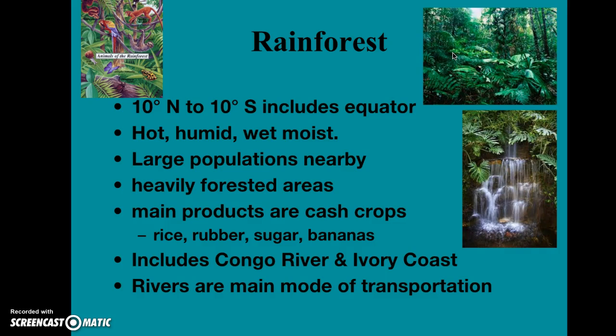So a lot of the products that we see grown here in the rainforest, rice, rubber, sugar, bananas, are going to be cash crops, because yes, you can raise rice, rubber, sugar, or bananas for yourself, but you're going to raise those things primarily in this climate as a cash crop. I'm going to grow rice so that I can sell it. I'm going to grow rubber trees so that I can strip the bark and sell the rubber. I'm going to grow sugar and bananas so that I can sell those.